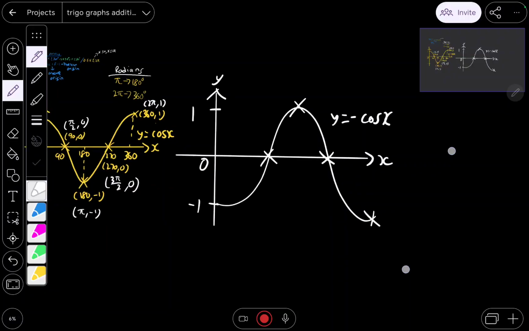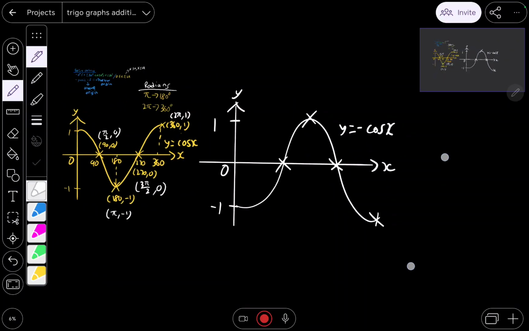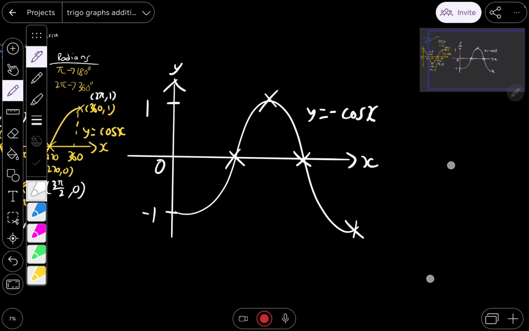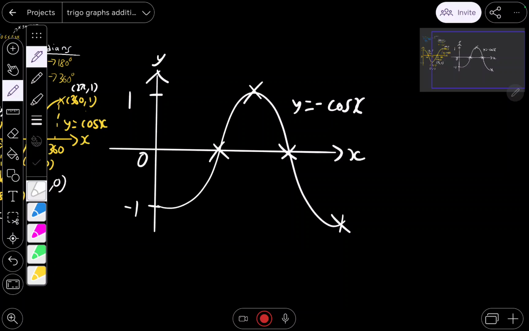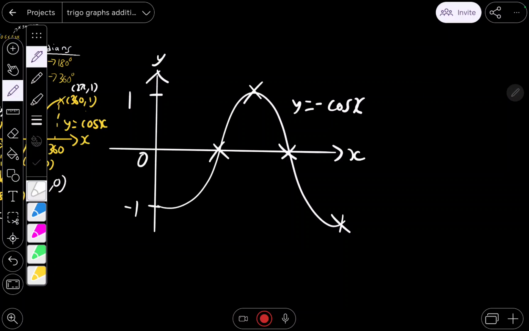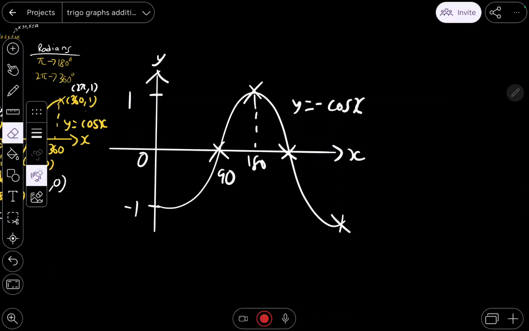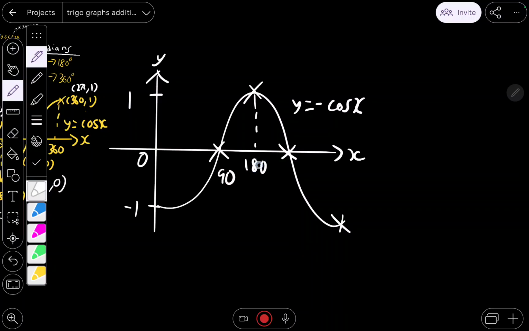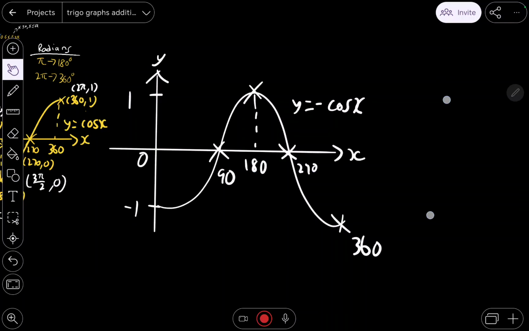Wait, why does it look so awkward? Okay, never mind. I'm correct. Alright. So we know that this is 90, 180. Hold on, let me erase this first. 270 and 360. Why are all these values written?